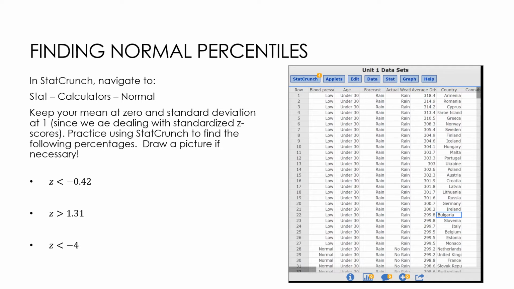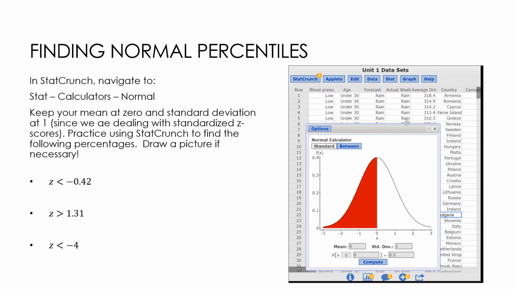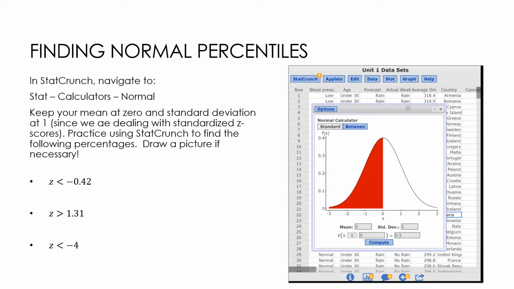So as you can see, I have StatCrunch open. I do have it open to my Unit 1 dataset, but it is not necessary for this question. What I want to do is go to Stat, Calculators, and Normal. This is the same thing we did a little bit ago when we used StatCrunch to calculate the values for our empirical rule. But here I'm going to leave the mean at 0 and leave the standard deviation at 1. So I'm not going to mess with those. The reason is that once we find a z-score, it is a standardized score for the normal model, so it would make sense that I would not want to change that.